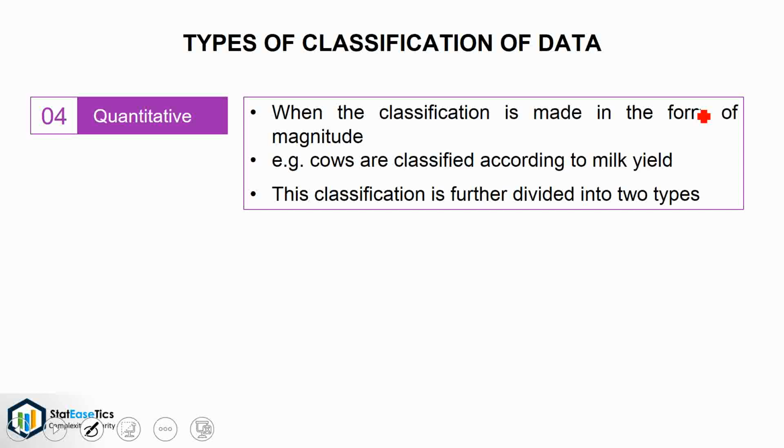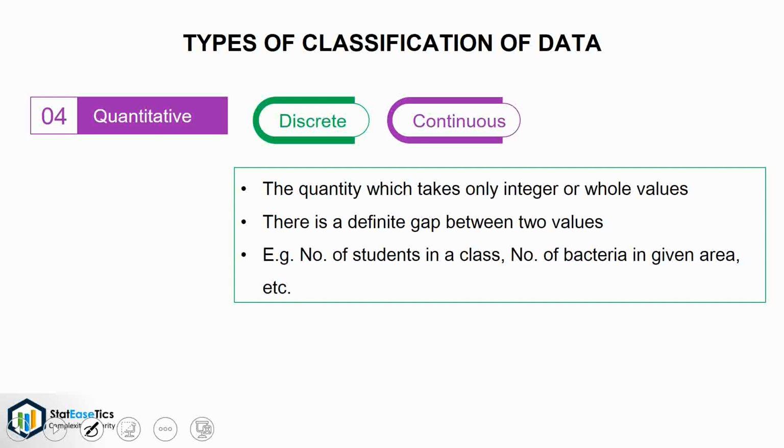Quantitative classification. When the classification is made in the form of magnitude, it is called quantitative classification. Example, cows are classified according to milk yield. This classification is further divided into 2 types: discrete and continuous.